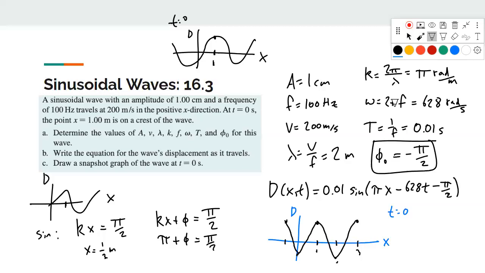And then the details, don't worry too much about. You should just be able to basically find the location of one point. Usually it's convenient if you find the location of a crest or a trough, and then just draw the other ones based on the wavelength, if you're drawing a snapshot plot. So right, this distance here is the wavelength, which is in this case just 2 meters.